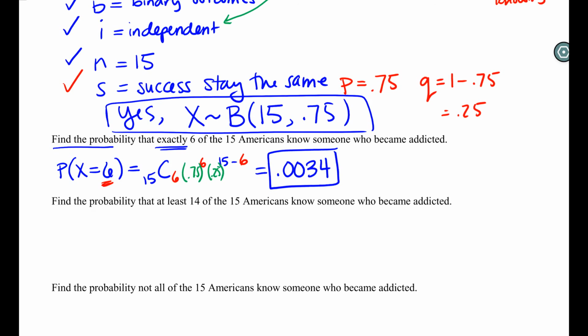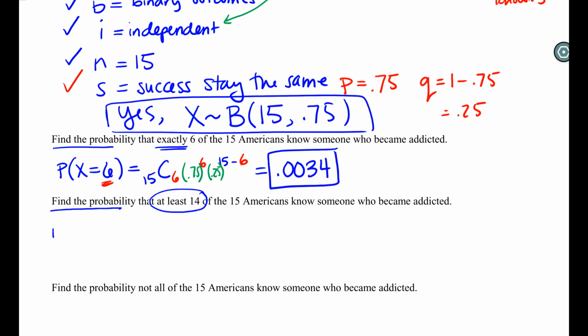But sometimes we're not interested in just one outcome. We want to know about multiple outcomes at once, and that's what you see in the next question. The next question says, find the probability that at least 14 of the 15. This isn't saying exactly 14. Now there's a direction. And this is where you need to either know your translations for inequalities really well.